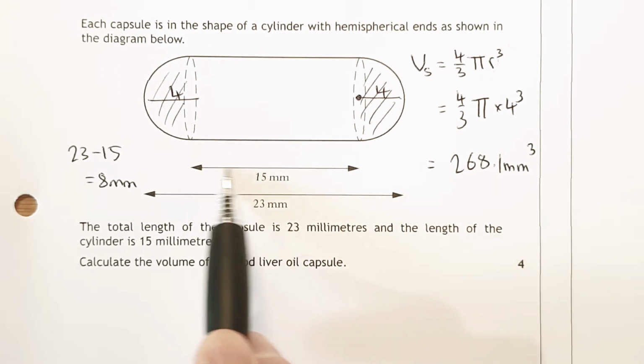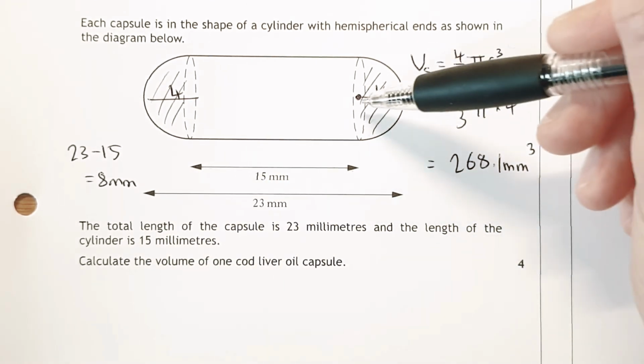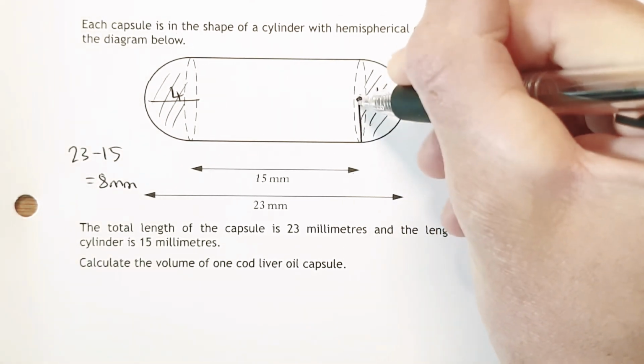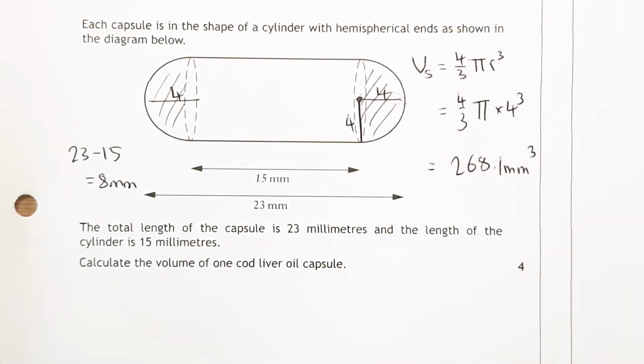Okay, now what we need to do now is to find the volume of the cylinder. Well, we can see what the length of the cylinder is. This is a radius of a sphere here, 4. Well, that's also a radius of a sphere, so that has to be 4 as well. So the cylinder's got a radius of 4.